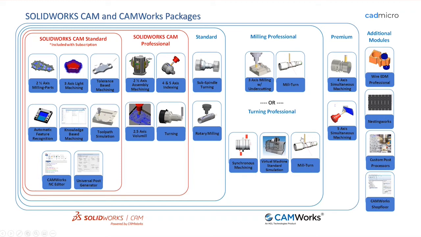And then we also have mill turn. So again, if you are working with mill turn machines or more complicated turning machines, this is a great package as well. And the last package here includes everything, and that's the premium package. So that also comes with both 4th and 5th axis simultaneous machining.